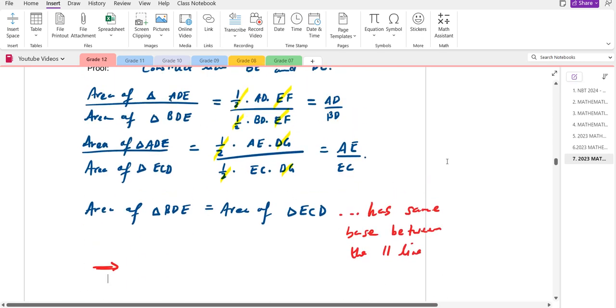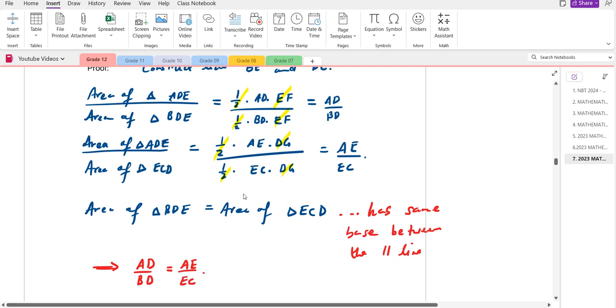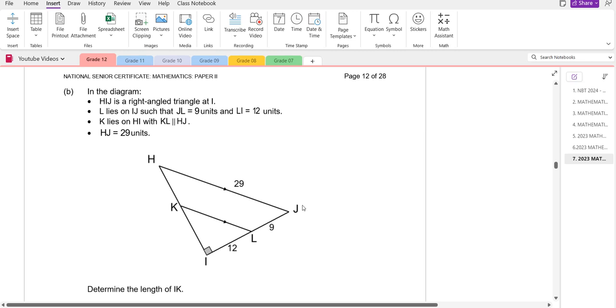AD over BD, so it's straight bookwork proof, right? AD over BD is equal to AE over EC. I hope you guys understand. Don't forget to leave comments in the comment section below if you don't understand this proof. Right, so we're looking at the next diagram.